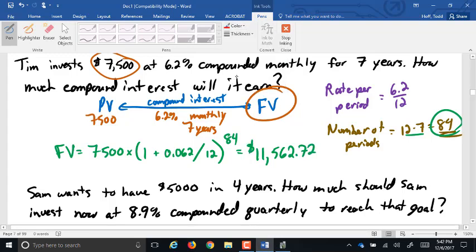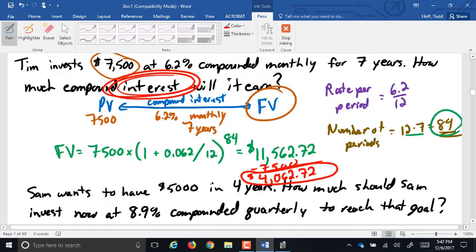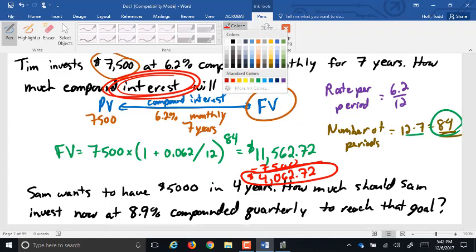No, why not? I only asked for the interest. That is the ending balance, maturity value, future value. I have to subtract 7,500 to get $4,062.72 in interest. That's my answer. Questions?